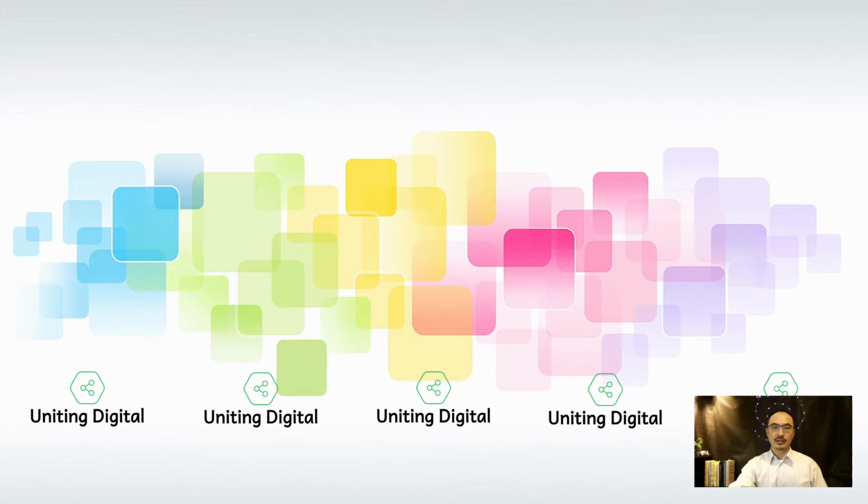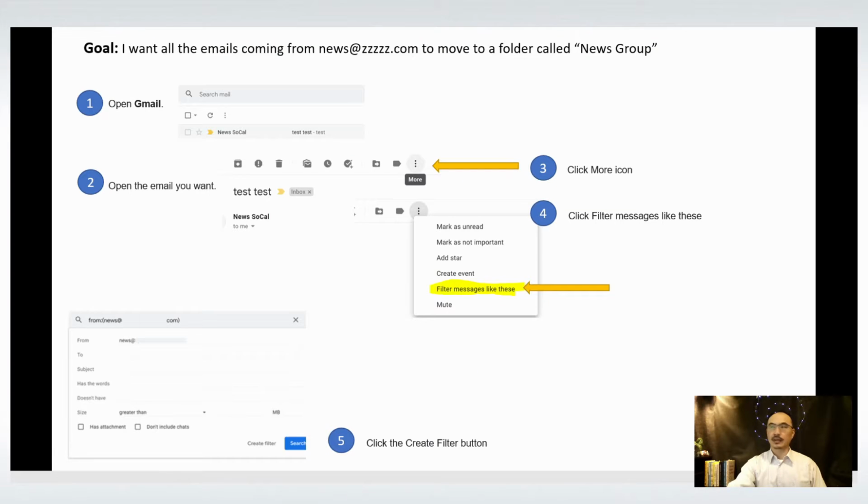Okay, let me go to my desktop. So the goal is to move the incoming emails from news@zzz.com to a particular folder called Newsgroup. So the first step is to open Gmail for that particular email that you receive. Currently it will be in your inbox, so go ahead and open it up.